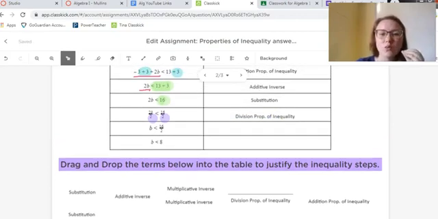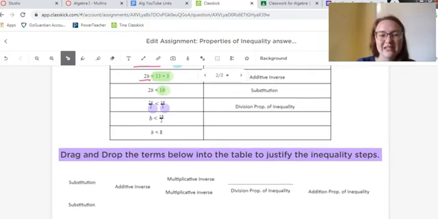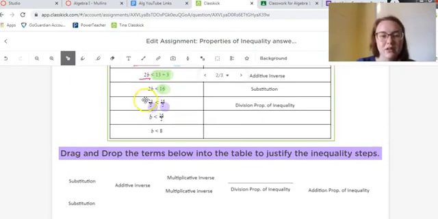So that's all justification is, guys. You're just looking and saying, well, what have I done? How is my inequality progressing? What have I done to make it look different? How am I simplifying this? So now I'm going to see, how is this different from what we had before?